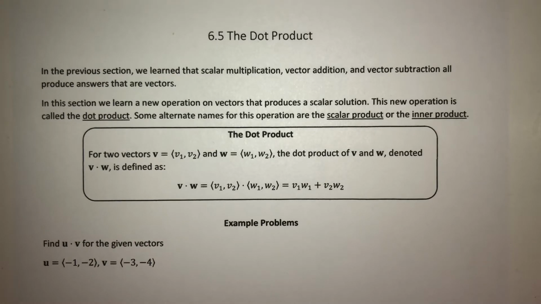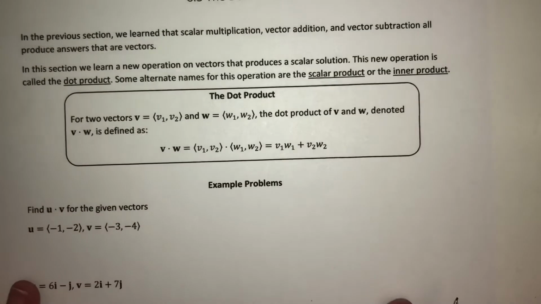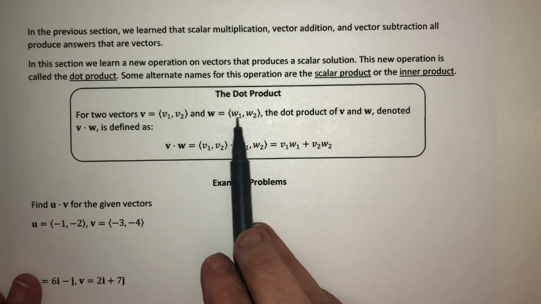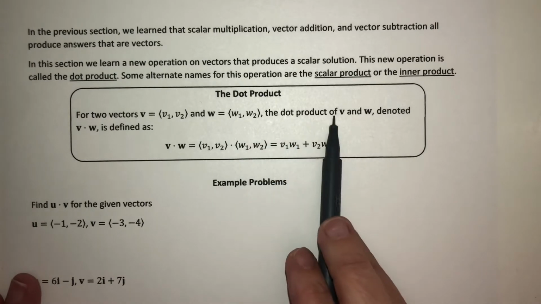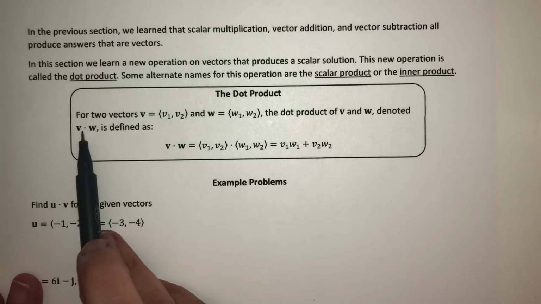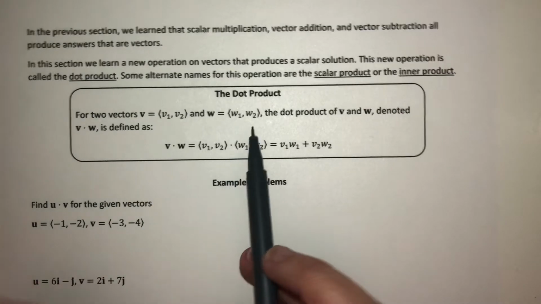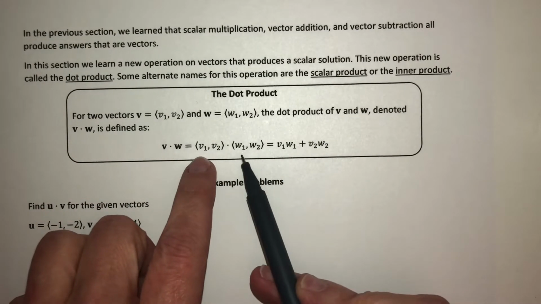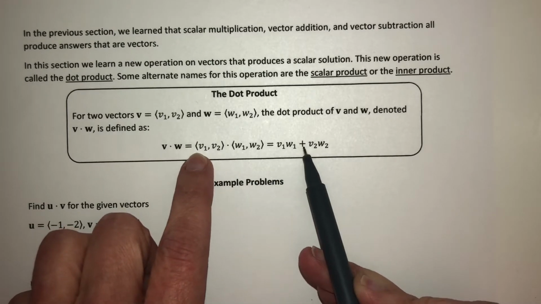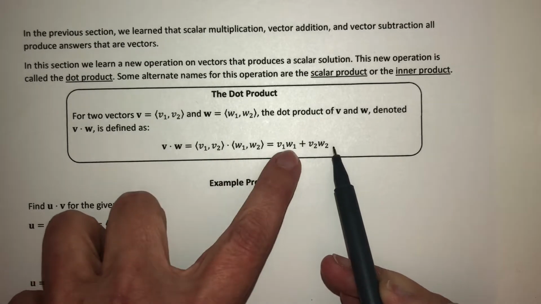This new operation is called the dot product, and some alternate names for this are the scalar product or the inner product. So the way it's defined: for two vectors v, which is v1, v2, and w, w1, w2, the dot product of v and w, which is denoted v dot w, this is why we cannot use the dot for scalar multiplication, is defined as, here we have it written in this form, and basically you multiply your two first components plus you multiply your two second components to get your answer.